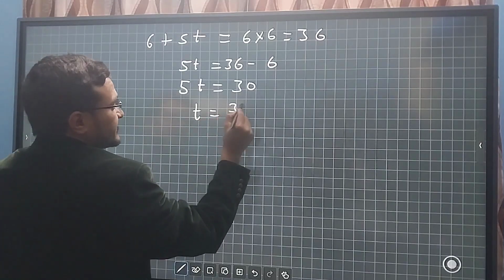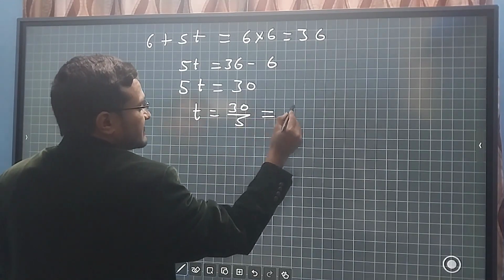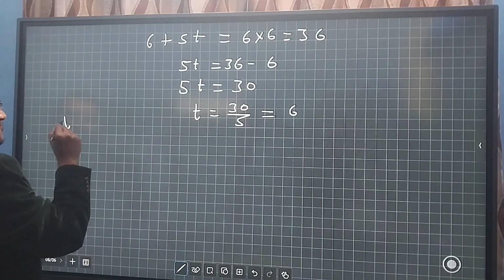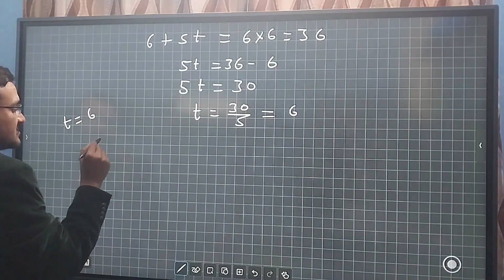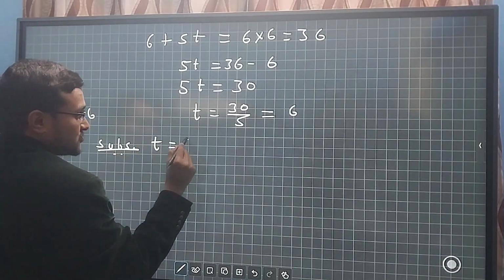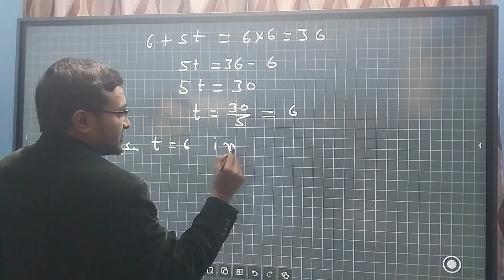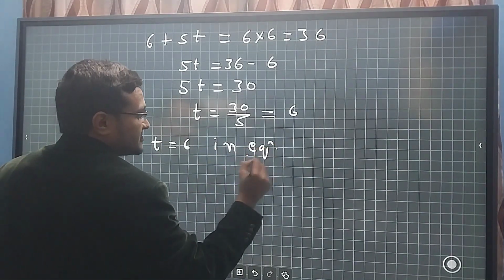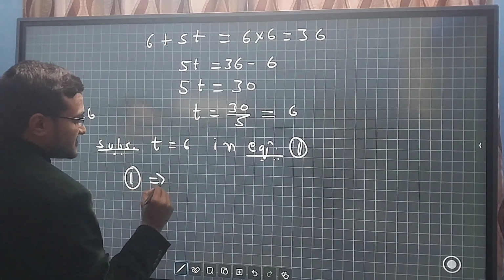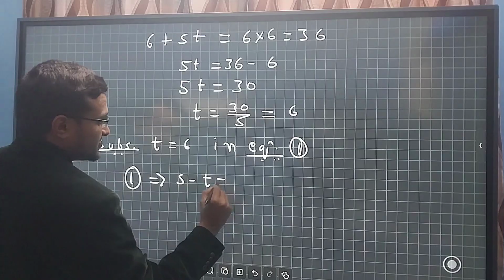So t is equal to 30 by 5. So 30 by 5 means it is 6. Now you have got the t value as 6. So t is equal to 6. Substitute this value, that is t is equal to 6, in equation 1. So in equation 1 what we had? In equation 1 we had s minus t is equal to 3.